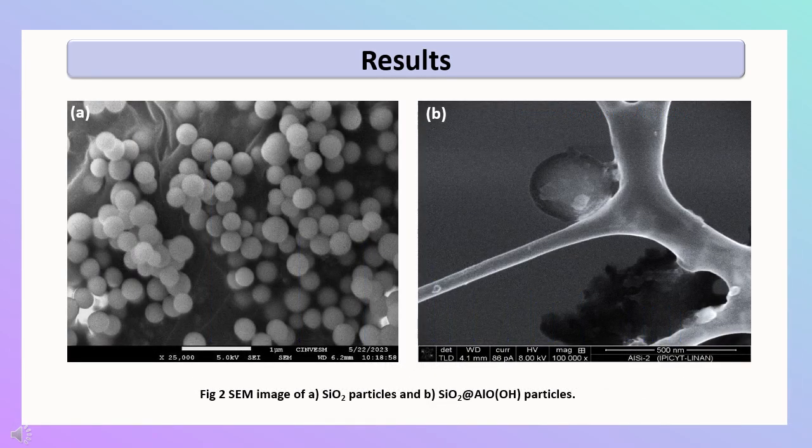Figure 2 corresponds to scanning electron microscopy images of the silicon oxide particles. We observed a spherical morphology. Image B corresponds to the aluminum oxide hydroxide particles. We observed particles with spherical morphology with a coating, which shows the growth of boehmite on the silicon oxide particles.